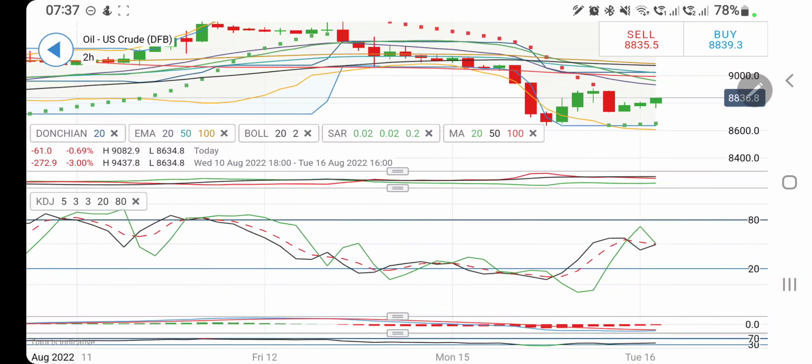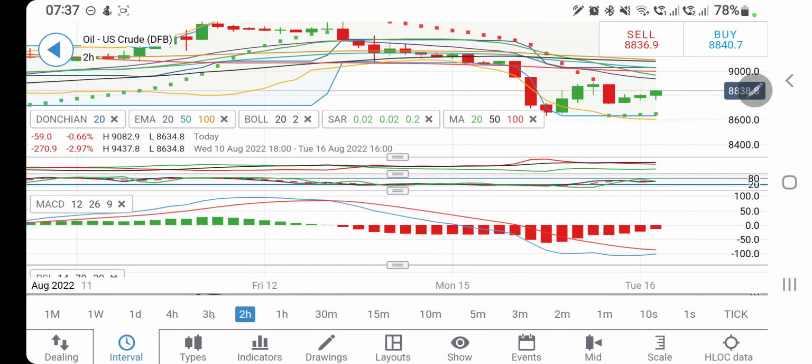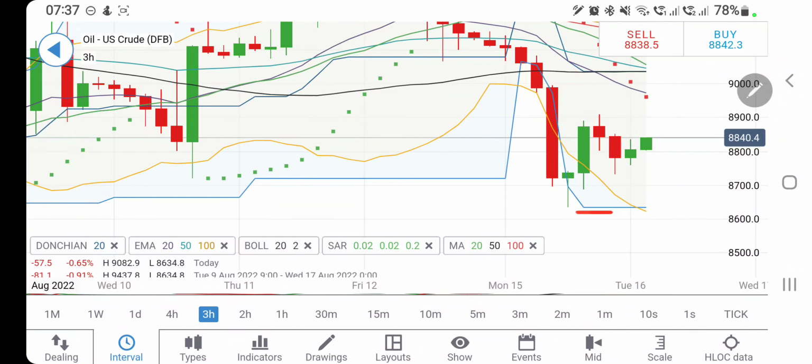Directional movement is bearish. Stochastic is comfortable, and the MACD is bearish. It is willing to converge, with a crossover for a bullish move. RSI is looking upwards on the 2-hour charts. Likewise, on the 3-hour charts, it is also giving you higher lows. With the stop loss at 88, you can stay long, and we can expect it to rise.